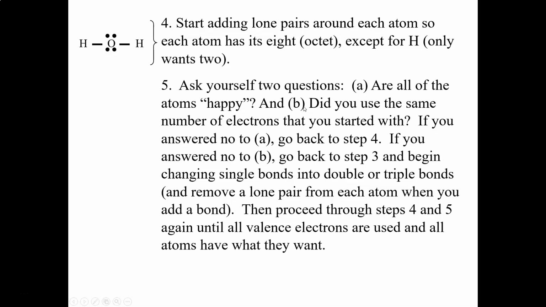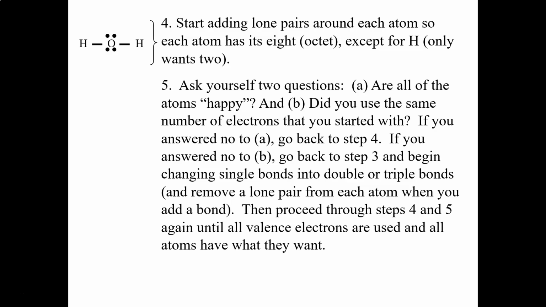So then the other question, which is really important, did you use the same number of electrons that you started with? So you remember back at the beginning, the first step, we counted out the number of valence electrons that they had total. And the 2 H's and the O had a total of 8 valence electrons. So did I just use 8 electrons to make this structure? I put 2 here, 2 here, 2 here, 2 here, that's 8. So if you answered yes to both of those questions, then I guarantee you, you have the correct Lewis structure. You have drawn the molecule correctly.